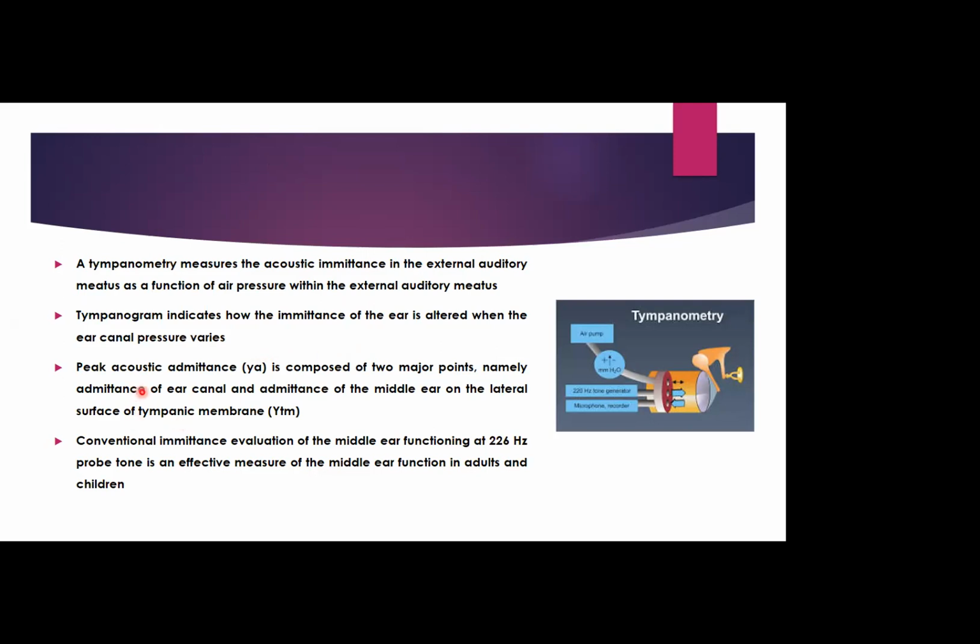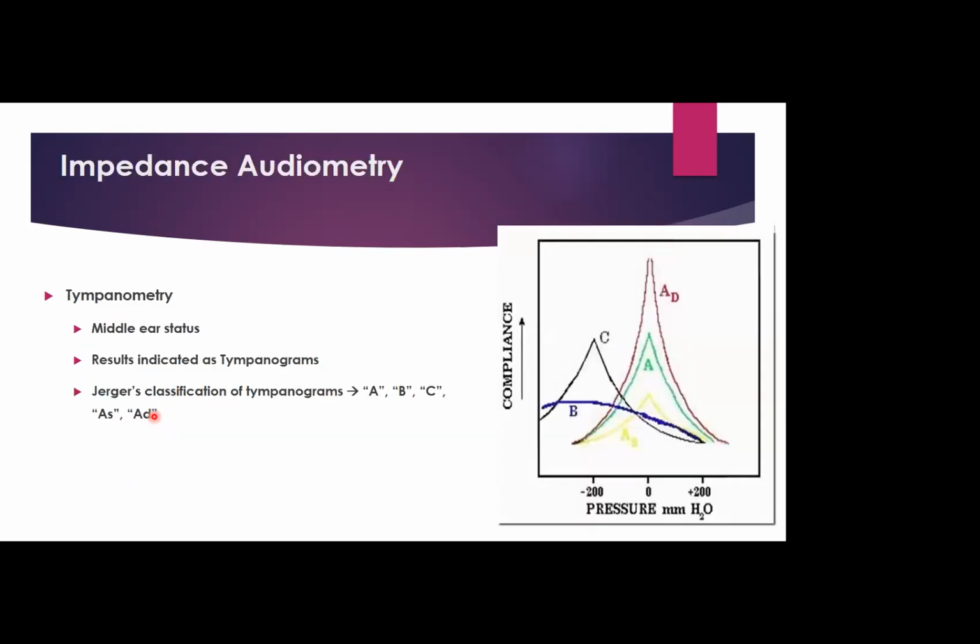So the acoustic admittance peak is composed of two major points. Firstly, the admittance of the ear canal, and secondly, the admittance of the middle ear on the lateral side of the tympanic membrane. The conventional emittance evaluation of middle ear functioning is done at 220 Hertz probe tone, and it is an effective measure of middle ear function in adults as well as children.